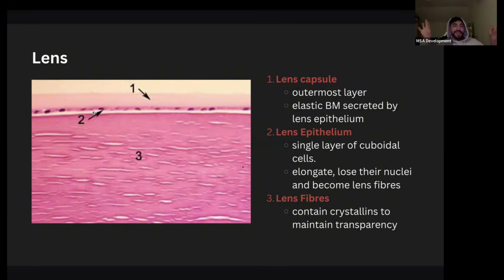They elongate and they lose their nuclei, and then they become lens fibers. So here are the lens fibers that they become later on. Okay. As you can see, their nuclei are gone after they elongate. And basically, within the lens fibers, you have this special protein called crystallin, which builds up within the lens fibers to maintain lens transparency.